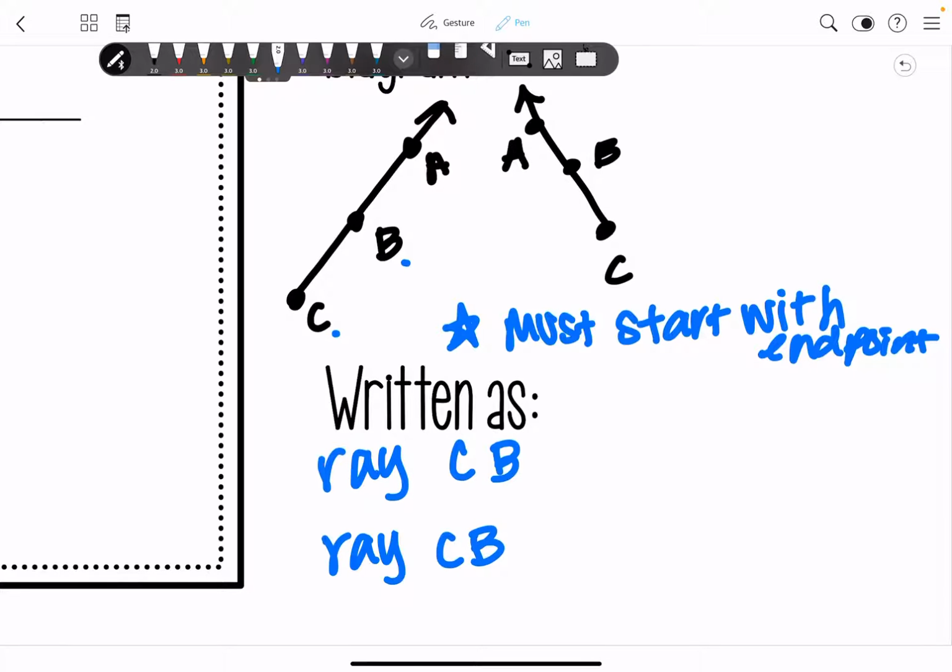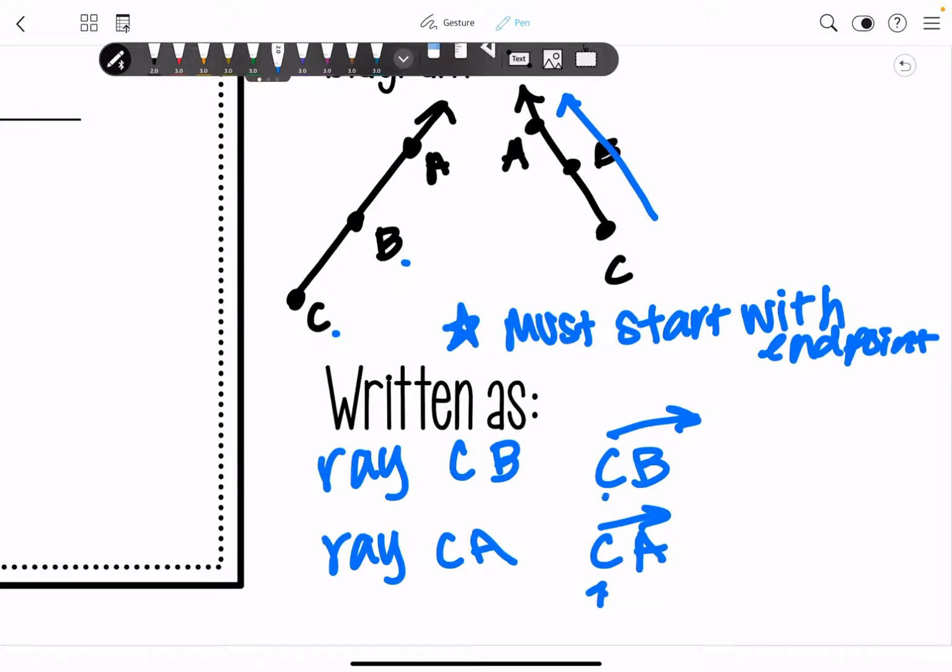Now, the way that you notate that symbolically is you're going to write those two capital letters. Notice I'm not doing more than two still. And you draw an arrow towards the right. Even if they're going in a different direction, it doesn't matter. As long as your endpoint is here, then we know that's where your ray is. And that your endpoint is C and it goes to A.